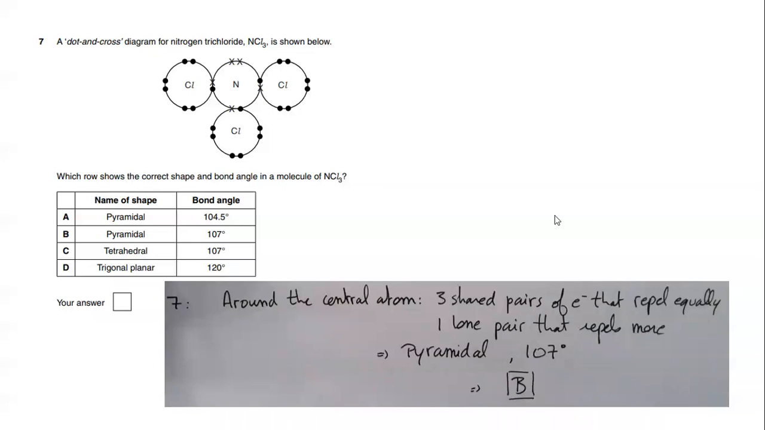You need to know all the shapes, you need to know all the bond angles, and the explanation is always going to be the same. How many pairs of electrons that repel equally? How many pairs of electrons that repel more? Hence the shape, hence the bond angle. Always copy and paste, replace the numbers by the correct ones.